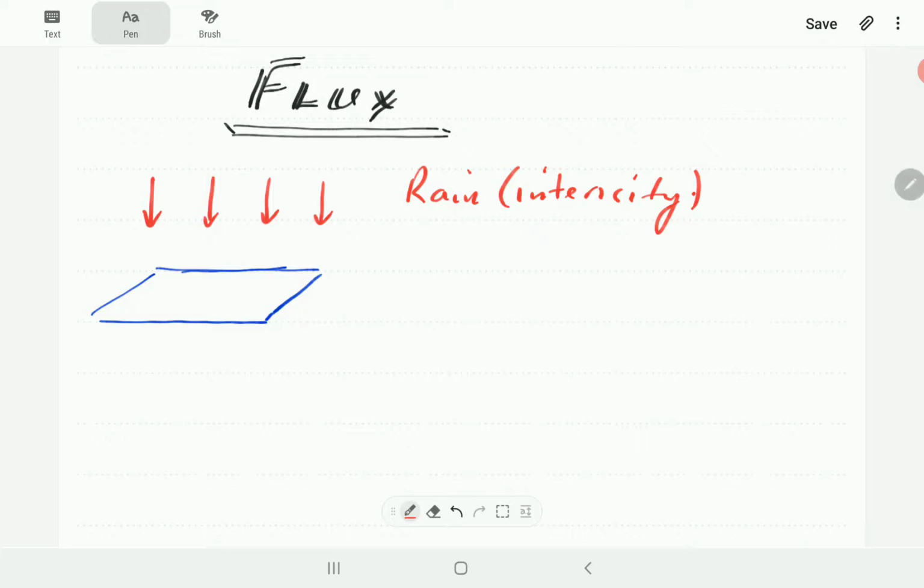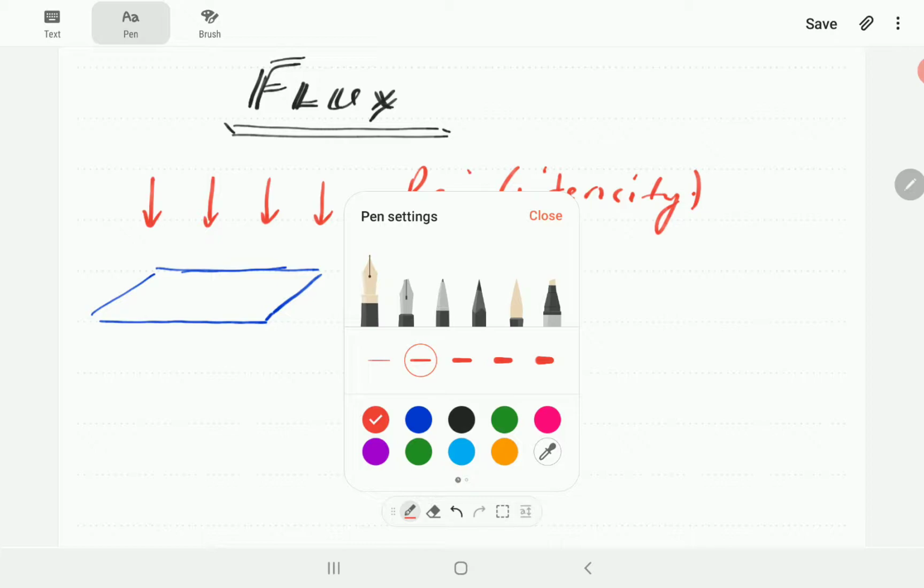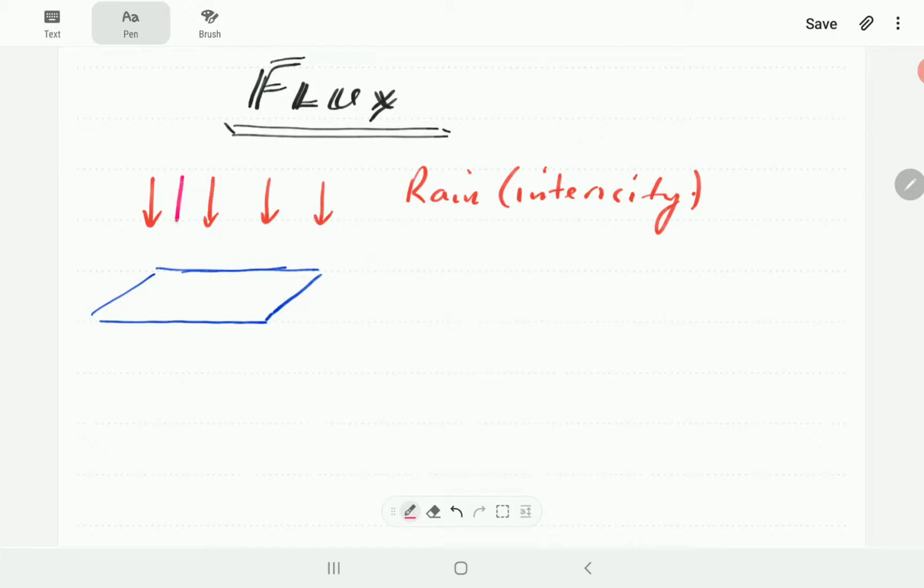as well. For instance, right now we have got these 1, 2, 3, 4 arrows. So if we double these, then we expect that the rate of collection is going to double as well. So for instance, we now have got 8, so that is going to be the intensity of the rain.